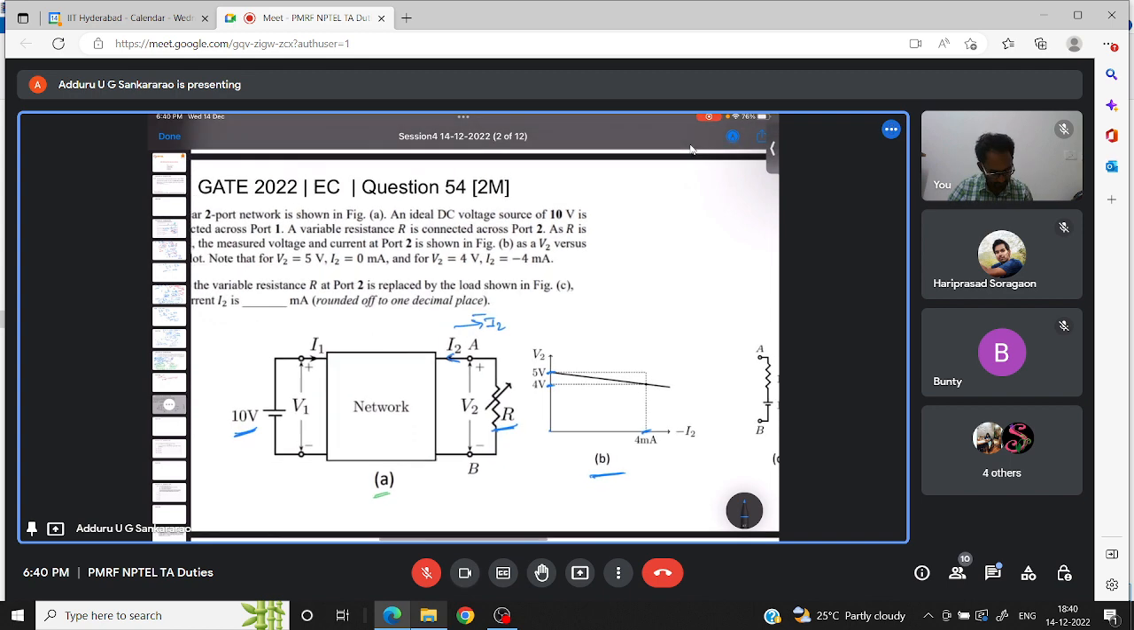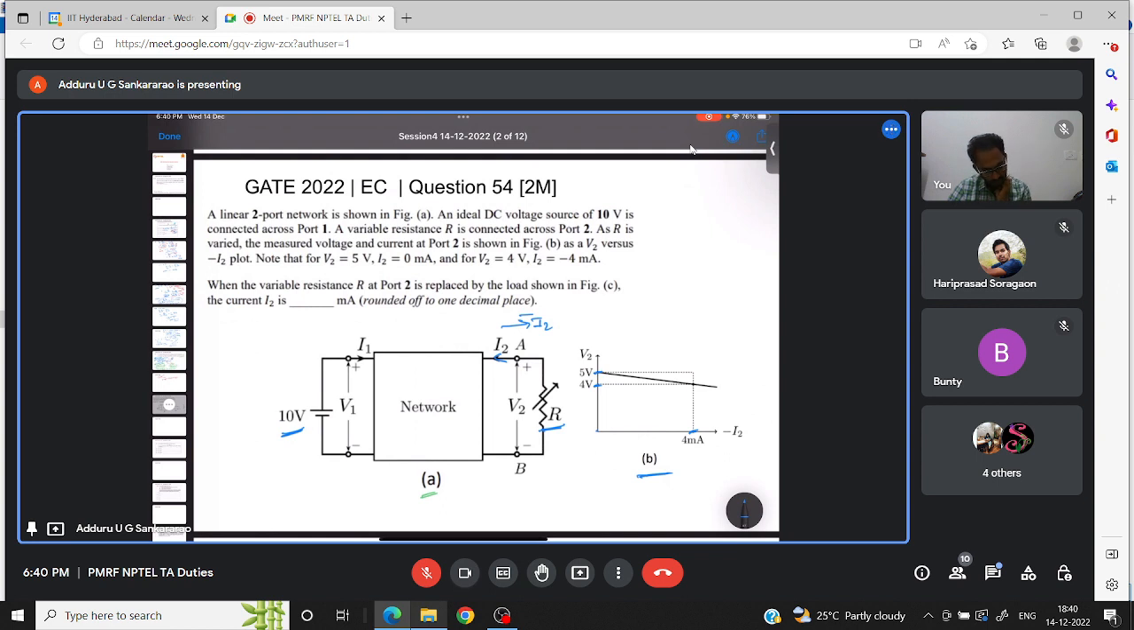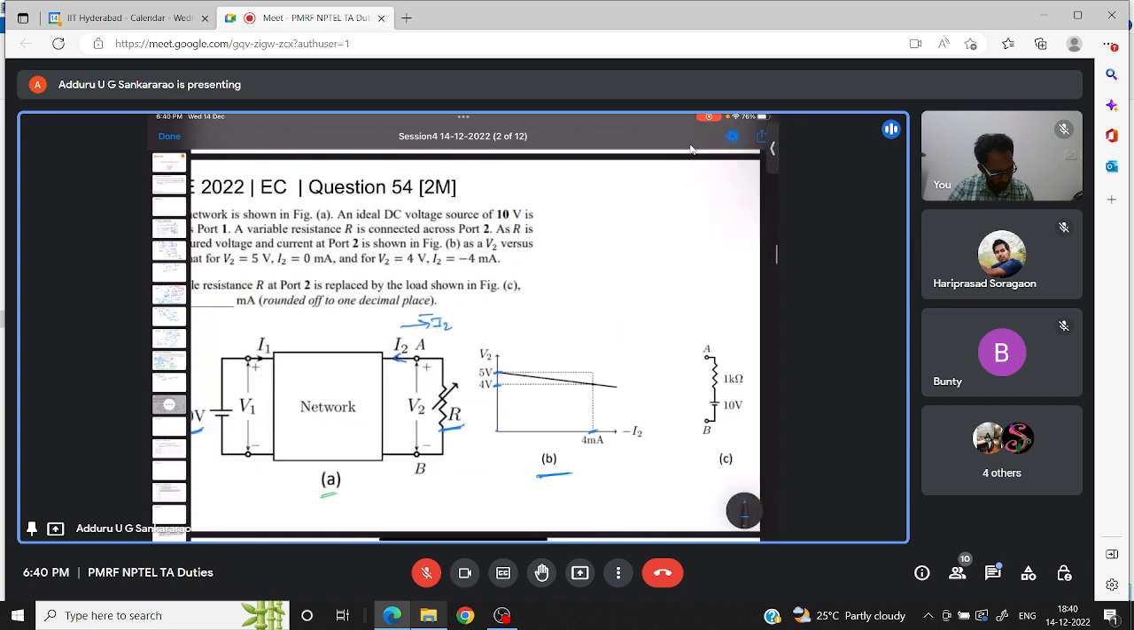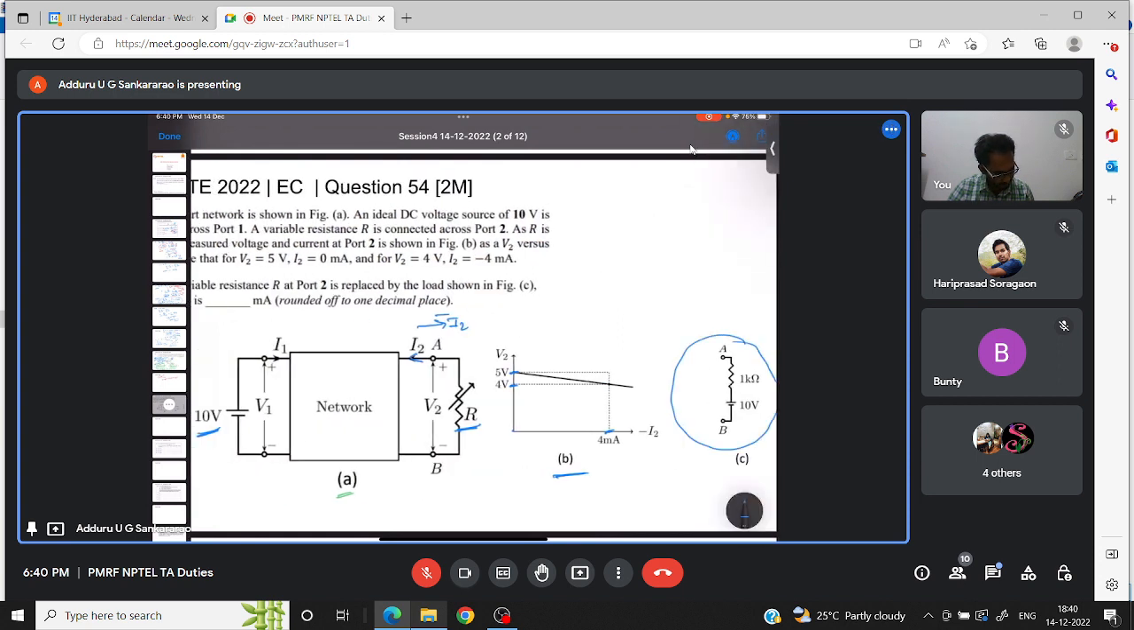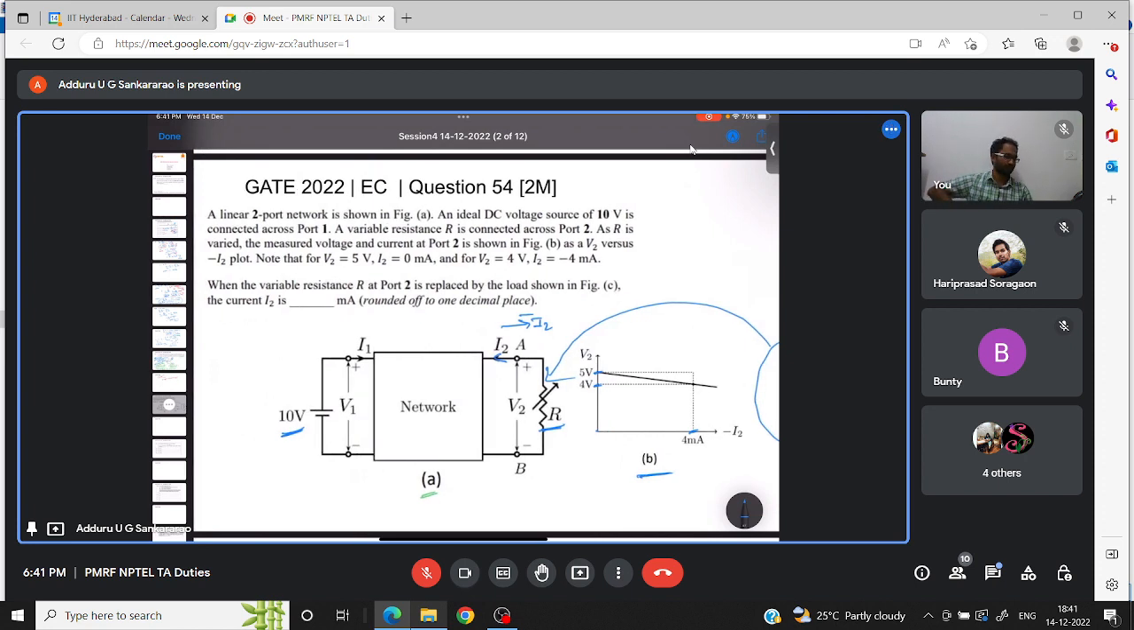Now what they are asking is, when the variable resistance R at port 2 is replaced by a load shown in the figure, that is, instead of the variable resistance, a load with a battery and a resistance, then what is the current I2? So can somebody tell me how to solve this? Here they said a linear two-port network.